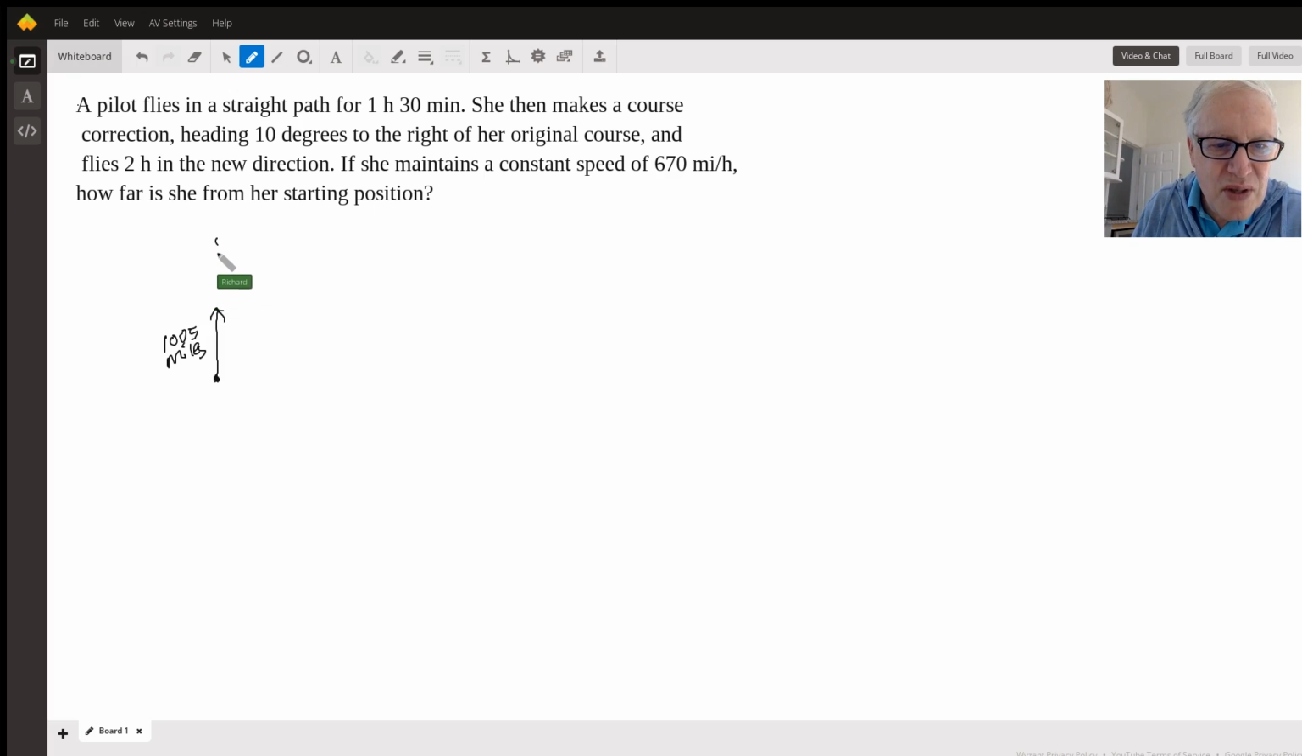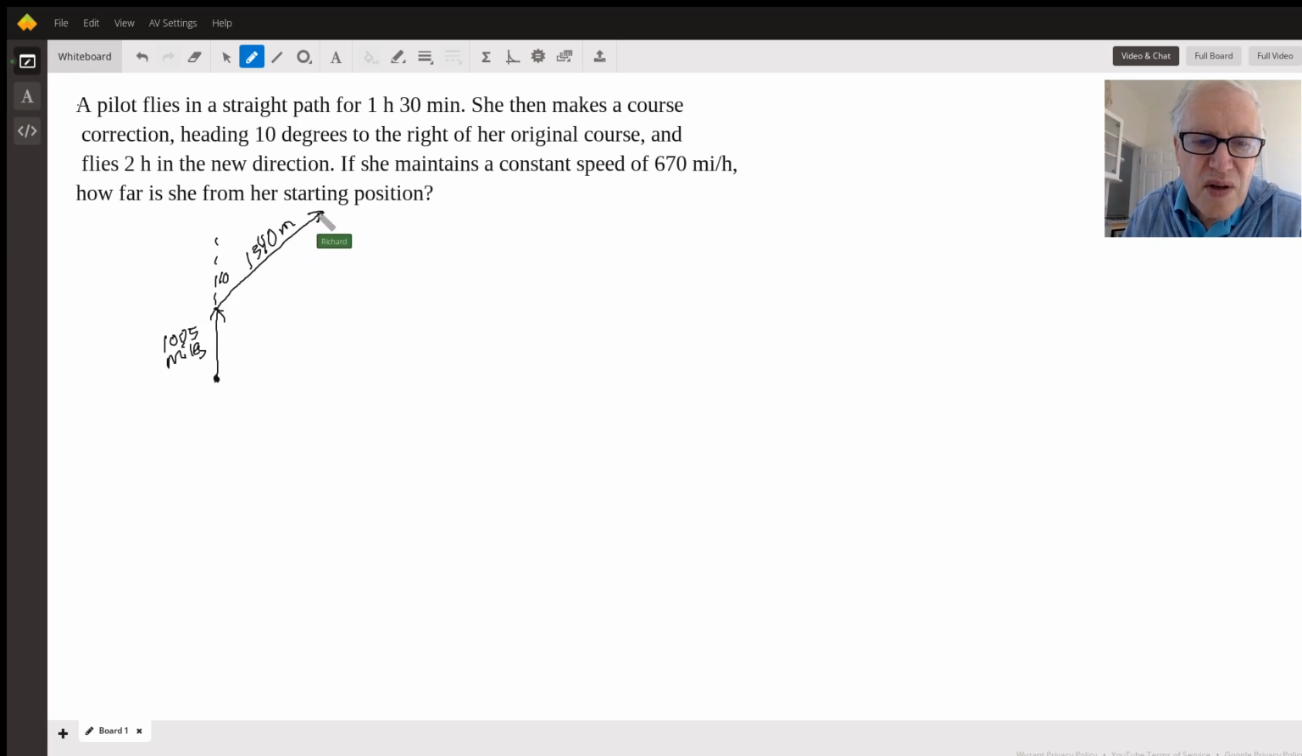So I'm just going to put a little dash line in here. And I'm going to have her change direction and fly to the right 10 degrees. And she does this for 2 hours. So once again, I'm not interested so much in the time, but in the distance. So 2 times 670 gives us 1,340 miles.